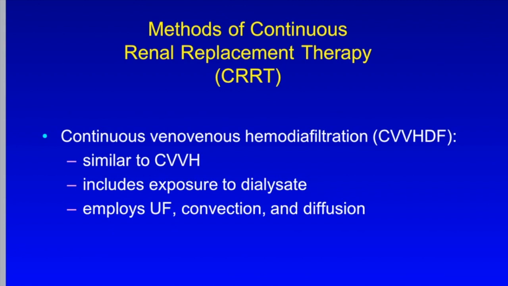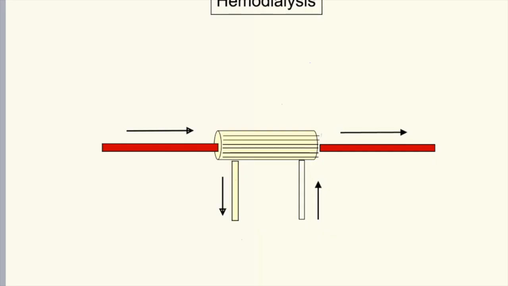In continuous veno-venous hemodiafiltration, or CVVH-DF, hemofiltration occurs as described above, but the hemofilter is also exposed to dialysate, so that the plasma composition and volume are altered by a combination of ultrafiltration, convection, and diffusion. Let's look at the setup for each of these three procedures.